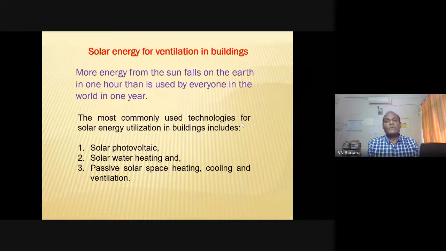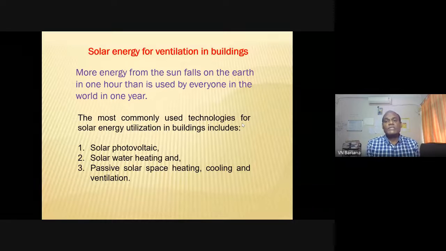More energy from the sun falls on the earth in 1 hour than is used by everyone in the world in 1 year. So it is said that the energy obtained from the sun over earth in 1 hour is more than the energy used by everyone in a year. So huge energy is being obtained by us on the earth through the sun, which is freely available. We need not pay anything for solar energy.